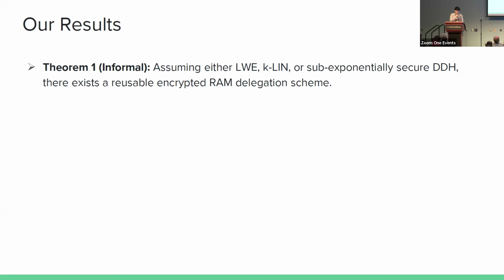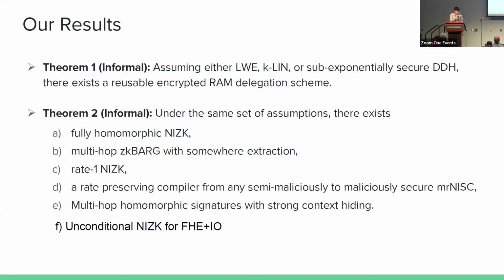So our results and theorems. Theorem 1: assuming either LWE, K-Link, or sub-exponentially secure DDH, there exists a reusable encrypted RAM delegation scheme. And theorem 2: under the same set of assumptions, we have fully homomorphic NISC, multi-hop designated-verifier arguments with somewhere extraction property, and read-once NISC, and a read-preserving compiler from any semi-maliciously secure MR NISC to maliciously secure MR NISC, and multi-hop homomorphic signatures with strong context hiding property.